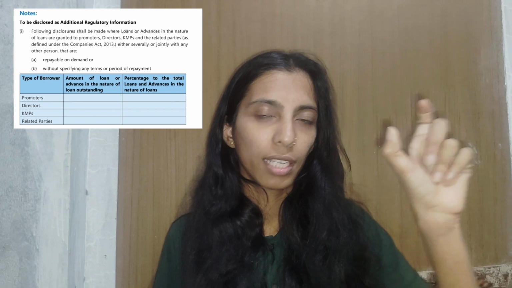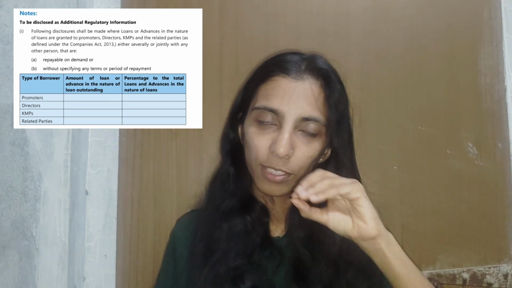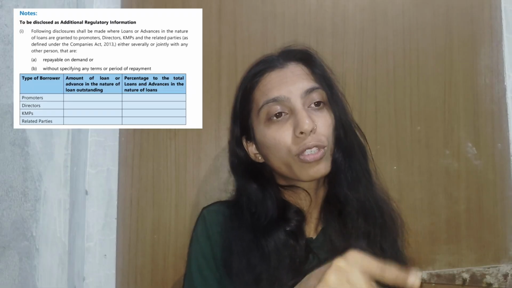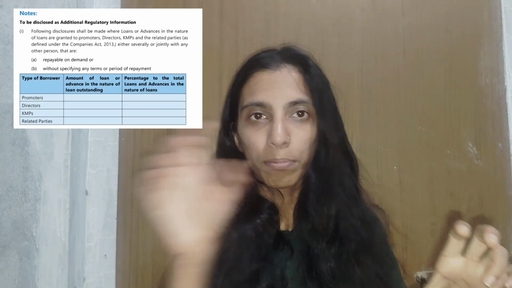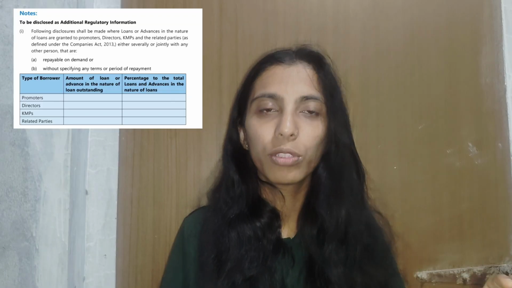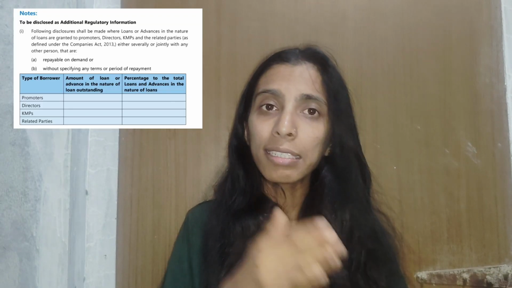Okay, and after that what you need to do is learn this table. This table is very important. The first one is type of borrower and amount of loan or advances in the nature of loan outstanding. Then percentage to the total loans and advances in the nature of loans. Okay, so you need to learn those headings, and you should make the columns. They'll give you some of the numbers. In the question you need to ascertain those numbers.